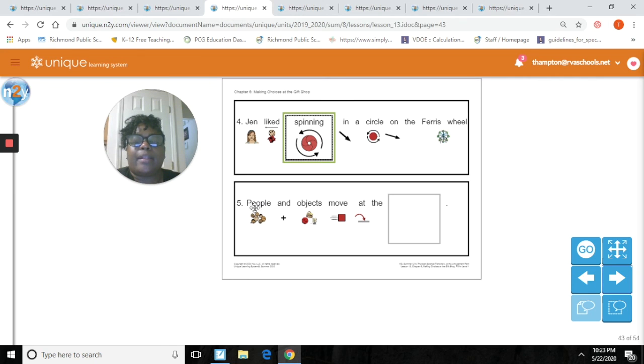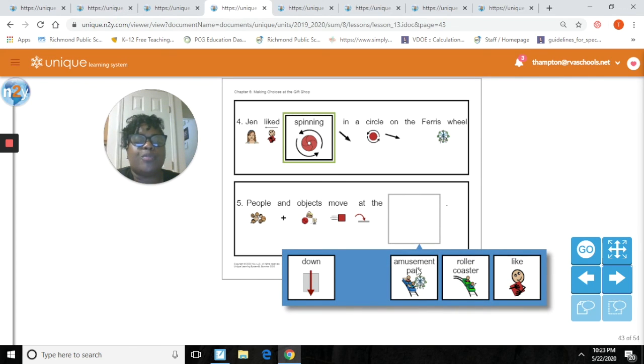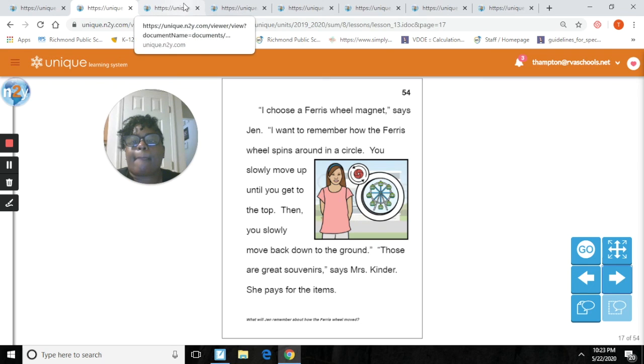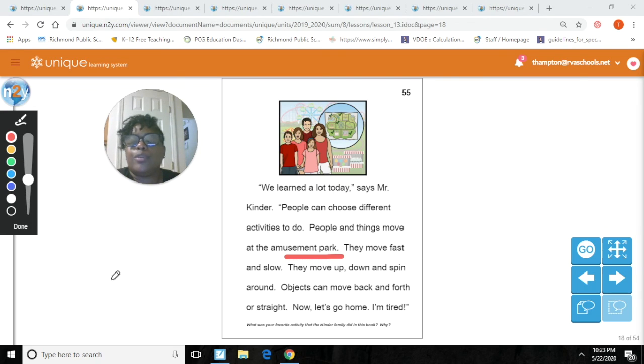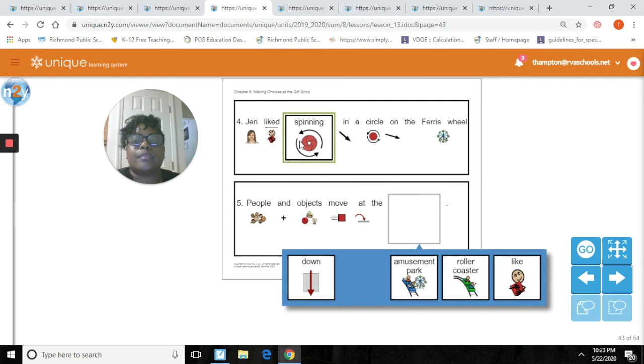Okay. All right. Number 5 says people and objects move at the blank. Down, amusement park, roller coaster, like. Make a choice. So once again, we're going to go back to our story, right? And we talk about it right here. And it says people and things move at the what? Amusement park. Because here's our choice right here.